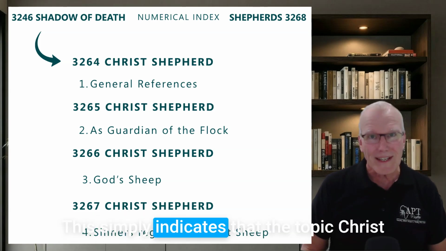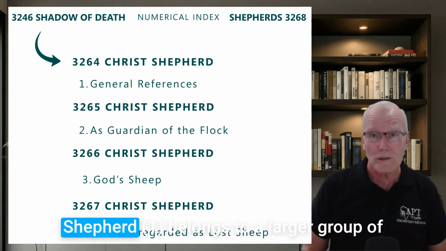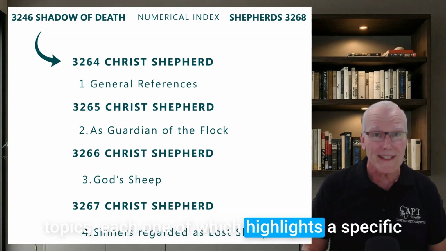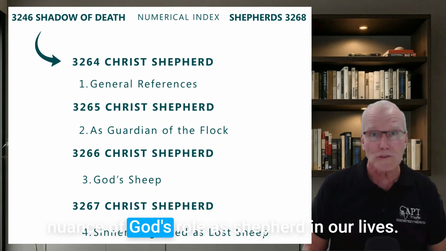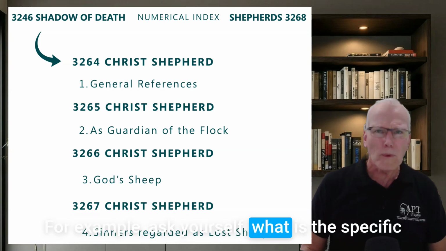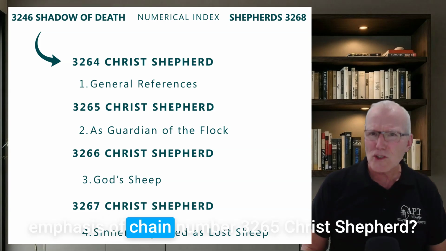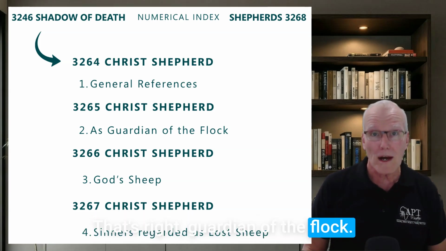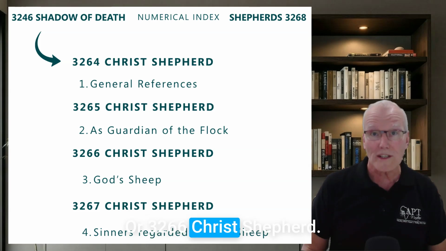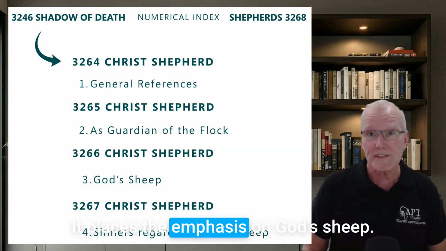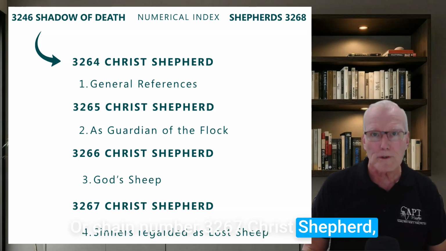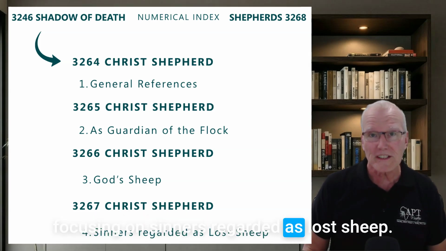This simply indicates that the topic Christ Shepherd 1 belongs to a larger group of topics, each one of which highlights a specific nuance of God's role as shepherd in our lives. For example, ask yourself, what is the specific emphasis of chain number 3265, Christ Shepherd? That's right, guardian of the flock. Or 3266, Christ Shepherd. It places the emphasis on God's sheep. Or chain number 3267, Christ Shepherd, focusing on sinners regarded as lost sheep.